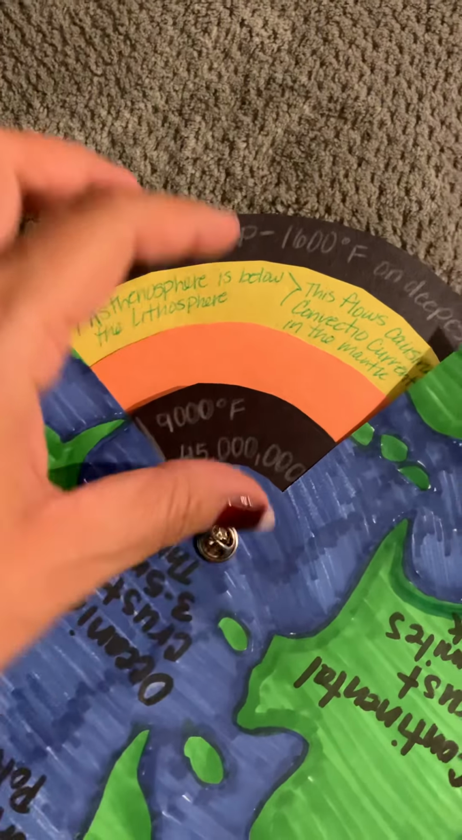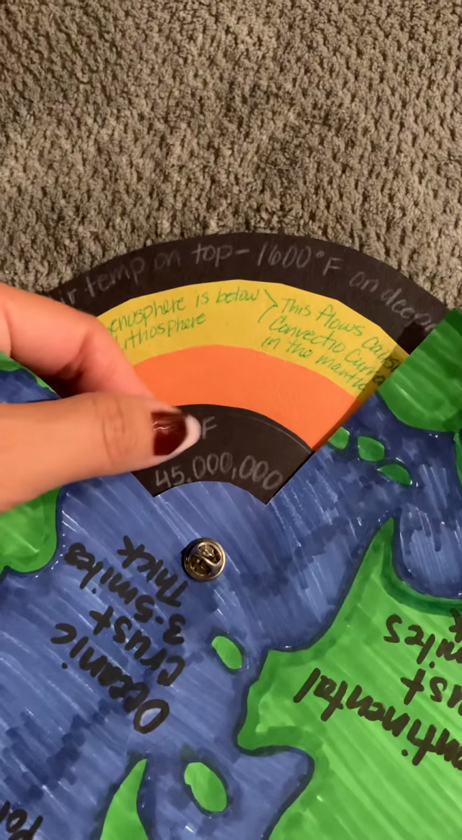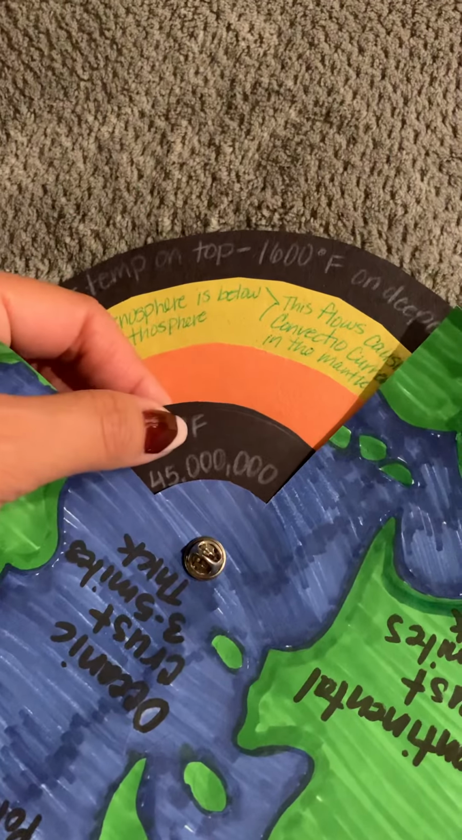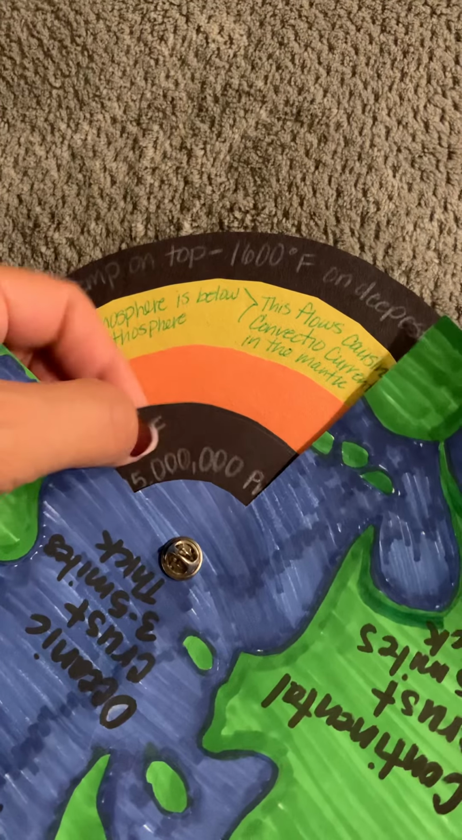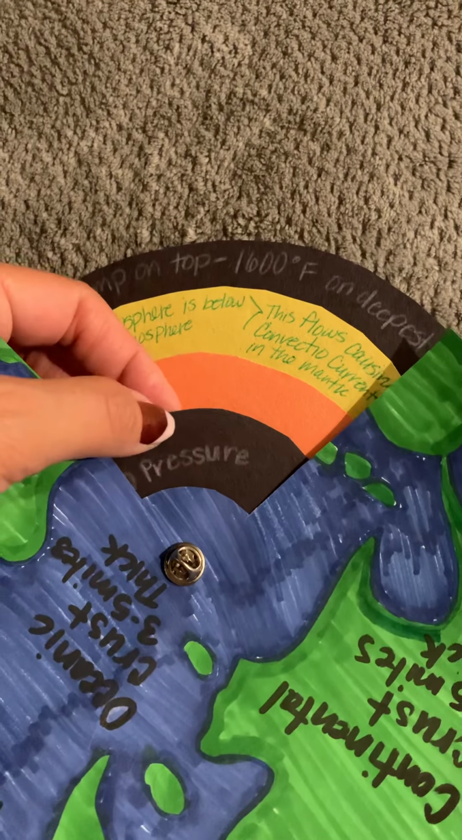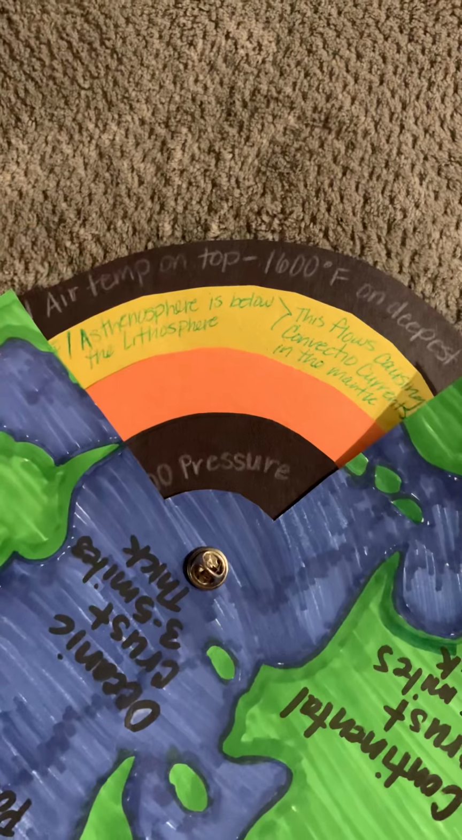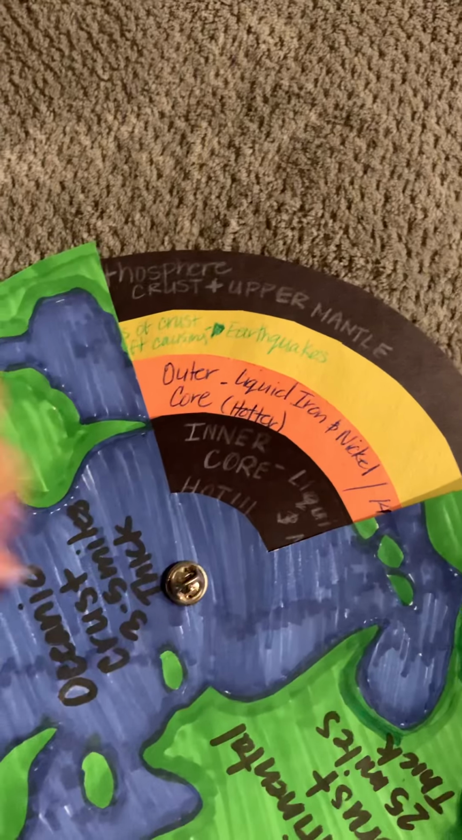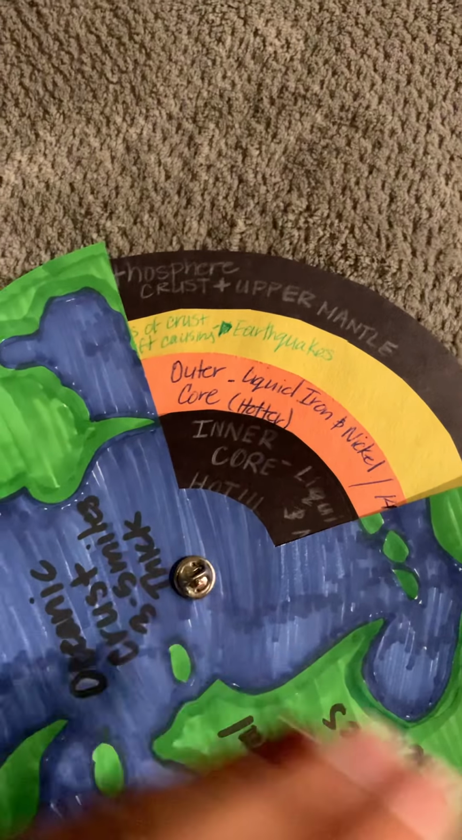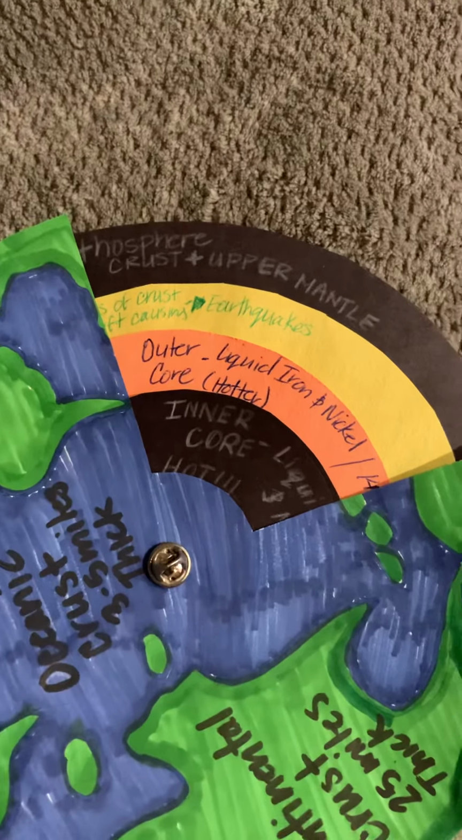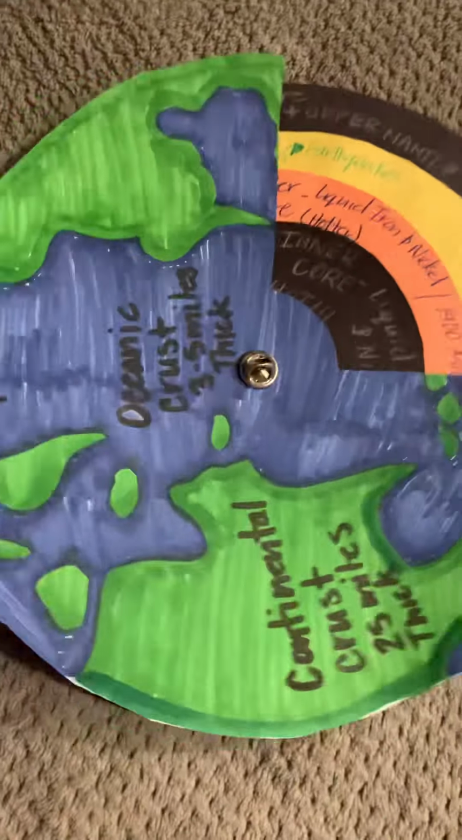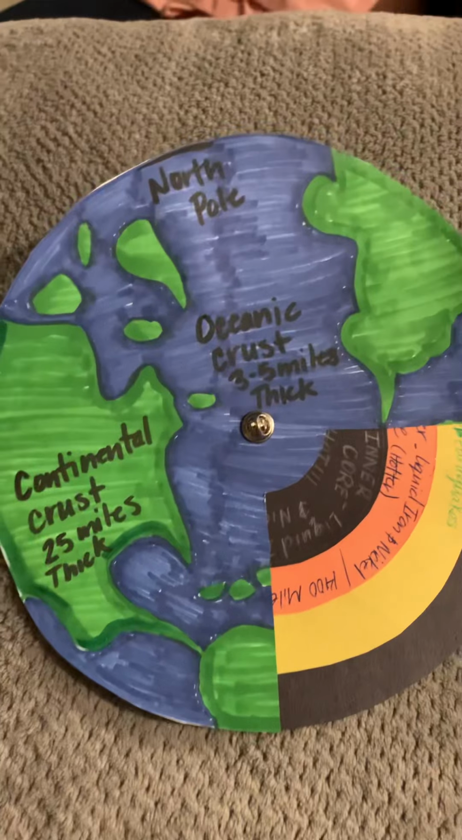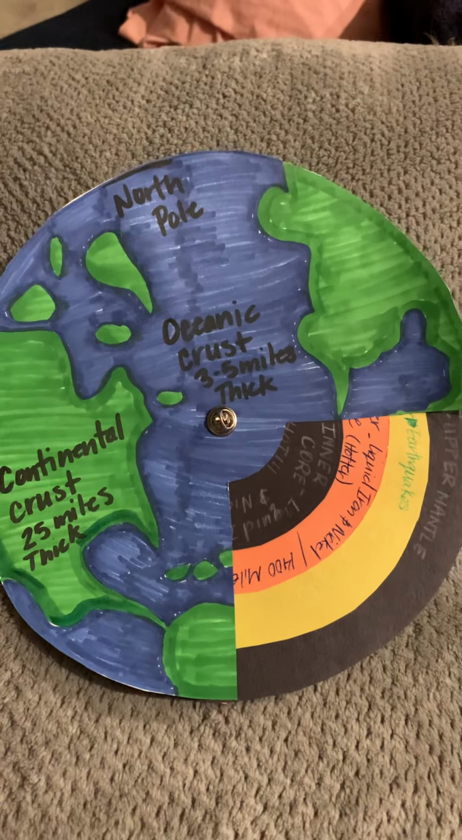Another interesting thing about this part is it has 45 million pressure per square meter. So the liquid is liquid, but it doesn't flow because of all the pressure. So there is my model of the layers of the Earth.